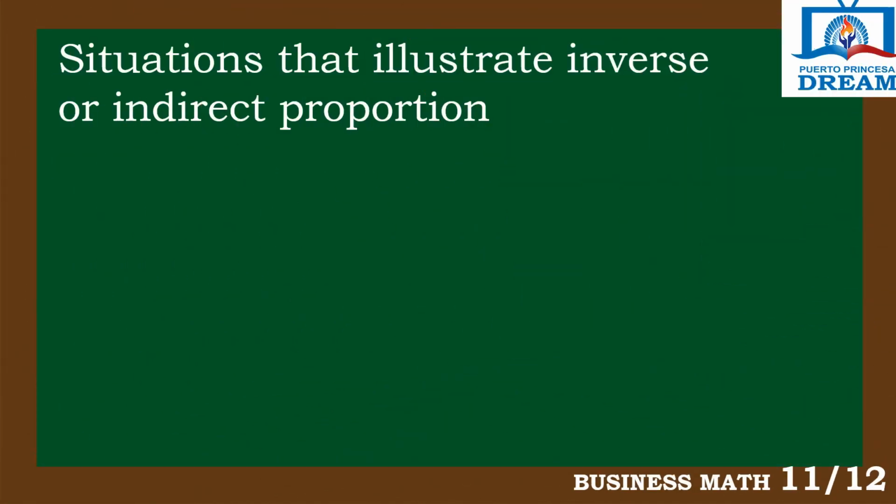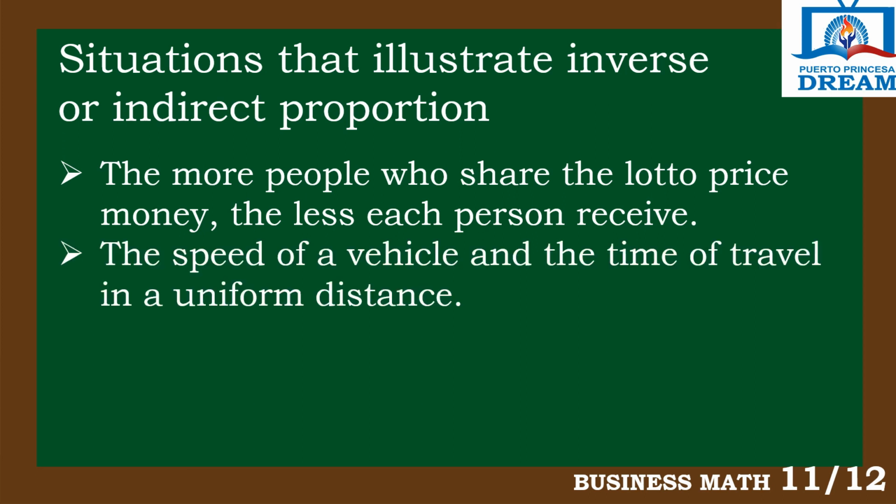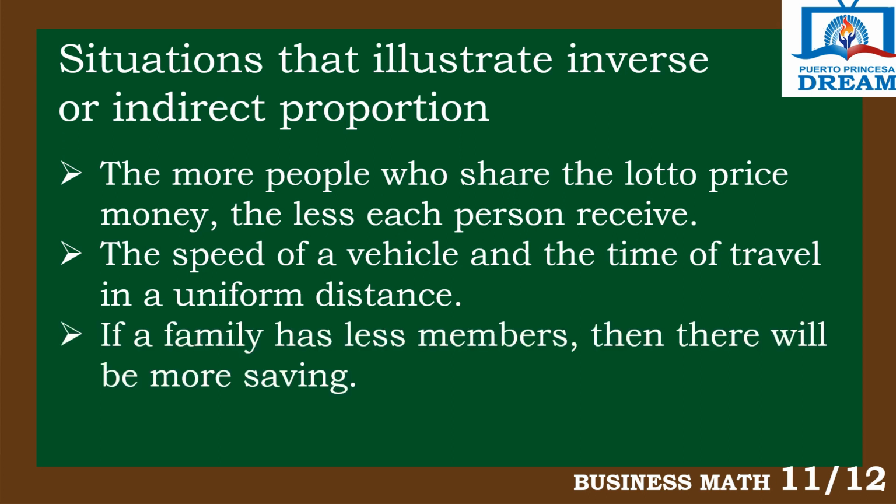Situations that illustrate inverse or indirect proportion. The more people who share the lot of prize money, the less each person receives. The speed of a vehicle and the time of travel in a uniform distance. If a family has fewer members, then there will be more savings.